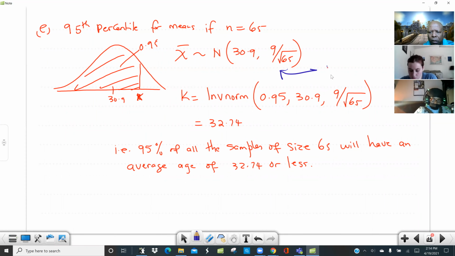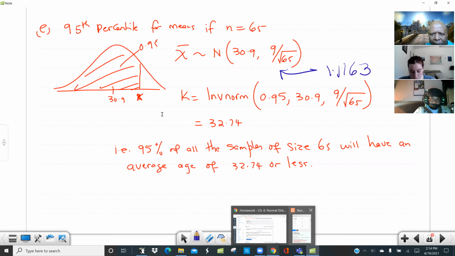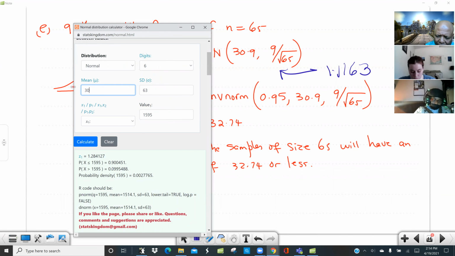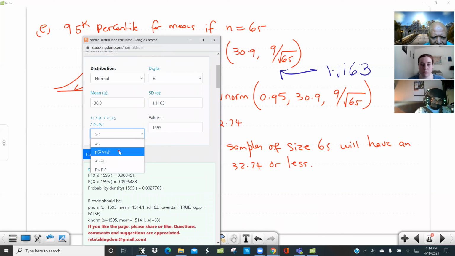is 1.1163. So if I want to find the 95th percentile, I have to update my mean again and standard deviation. The mean is 30.9, but the standard deviation is 1.1163. And you are looking for the 95th percentile, so go for the second option, put the probability in here, 0.95, and say, what is it?